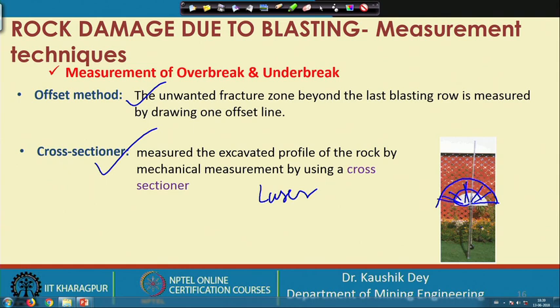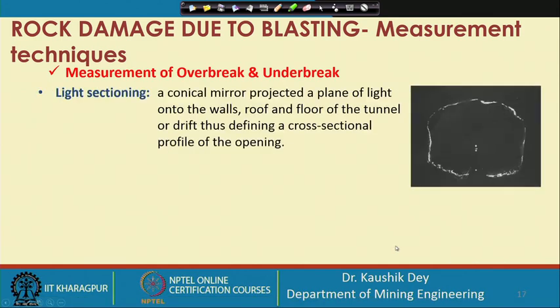observed by the laser is directly taken into the memory device, and that can be plotted to ultimately find out the periphery, and from which the area can be detected very easily. So, the cross sectioner may be a mechanized one, may be a laser based one, and this is the light sectioning method, where the complete profile of the underground opening can be taken by the light sectioning method, and directly the area can be computed in this case.